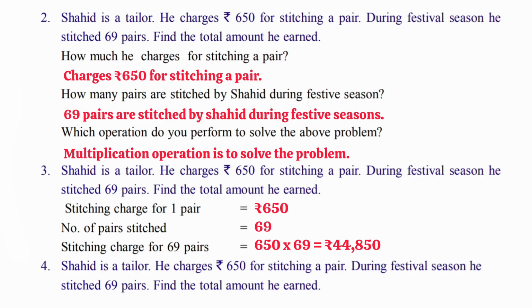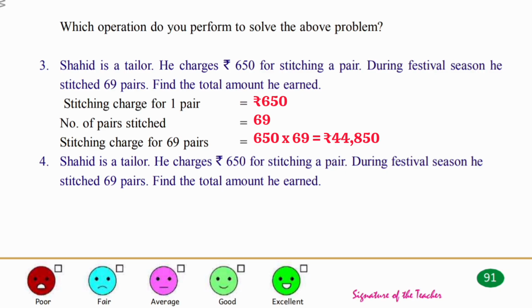Okay, next, third question. So here also the question is the same. Let's see the solution. Stitching charge for one pair is rupees 650. Next, number of pairs stitched. How many pairs did he stitch during the festive season? 69. Write down 69. So, stitching charges for 69 pairs means you have to do the multiplication, that is 650 multiplied by 69. If you do the multiplication, you will get the answer rupees 44,850. He got 44,850 for stitching 69 pairs.